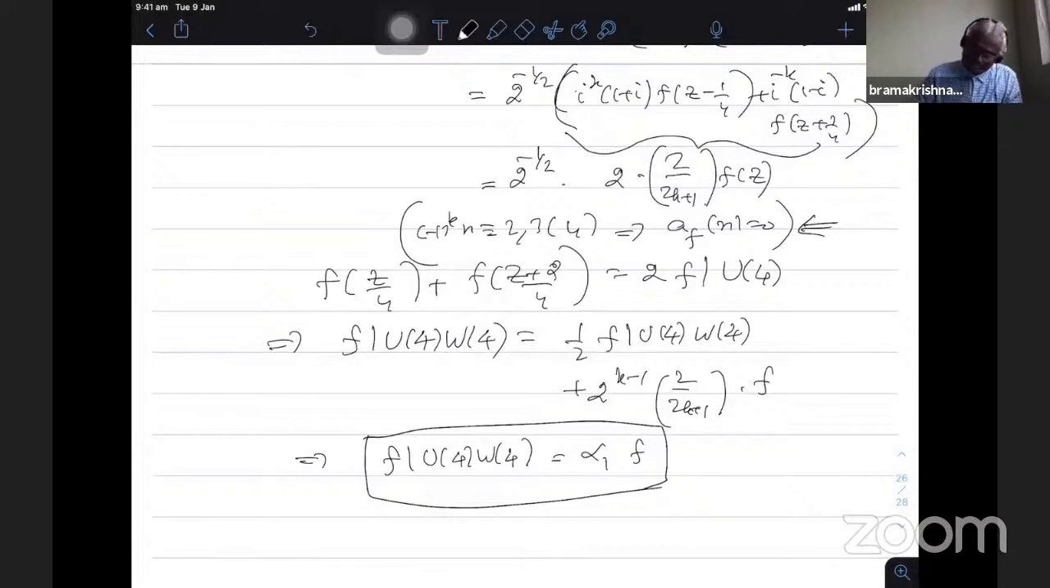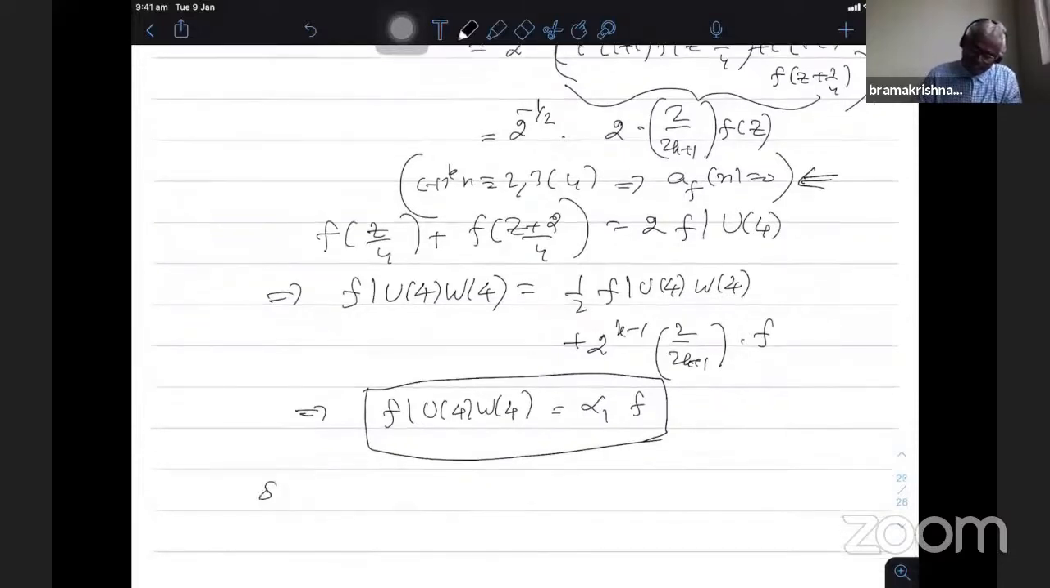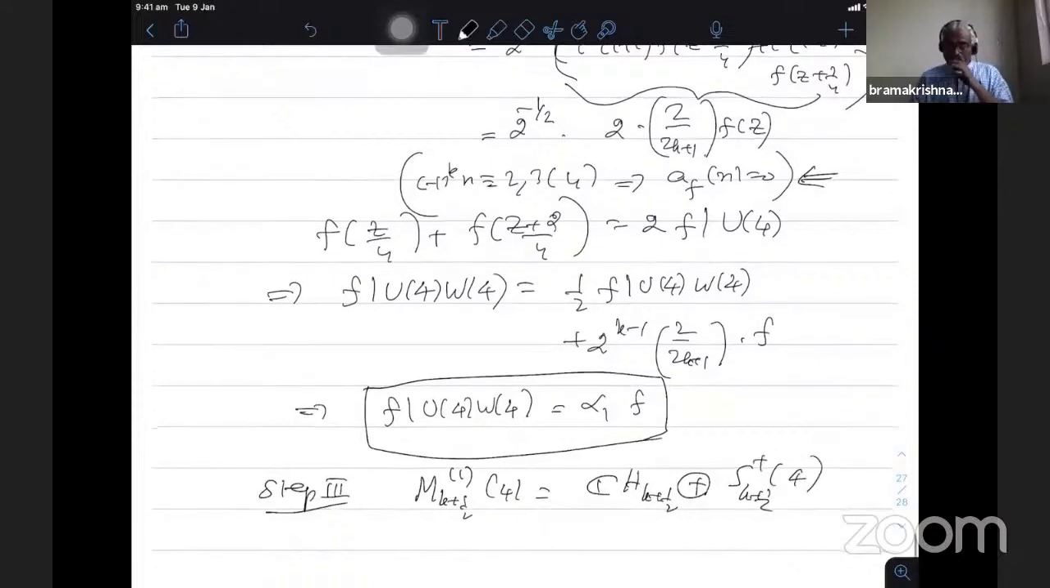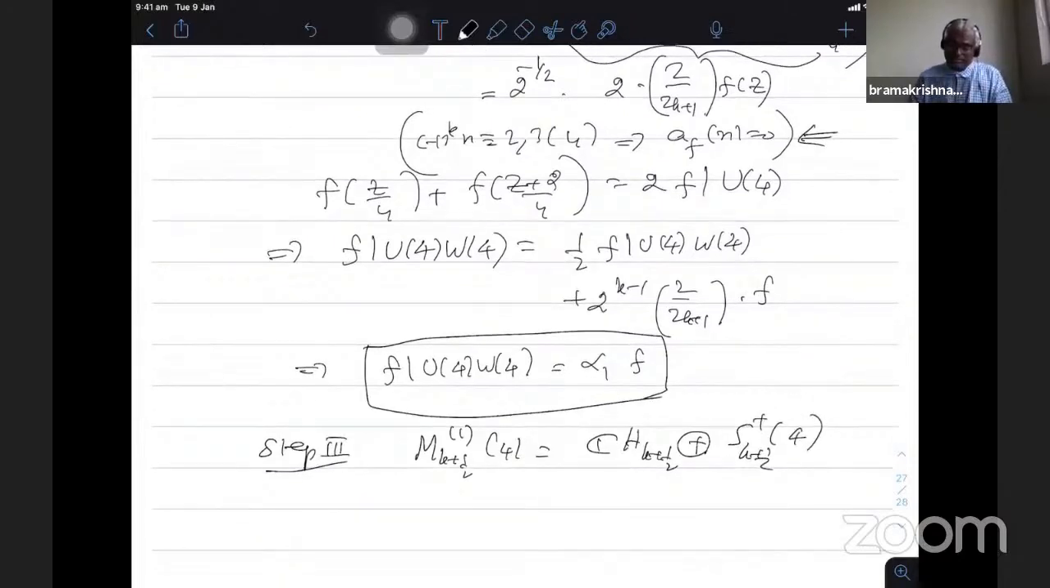The step 3 is: M k plus half plus of the 1 space is given by the Cohen Eisenstein series direct sum cusp forms of the plus space. So the alpha 1, the 1 means alpha 1 eigenspace. The alpha 1 eigenspace is exactly the Cohen Eisenstein series plus a cusp form in the plus space.